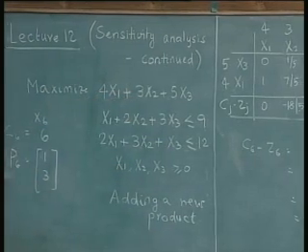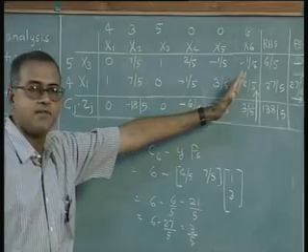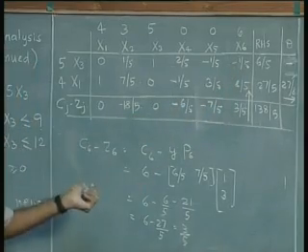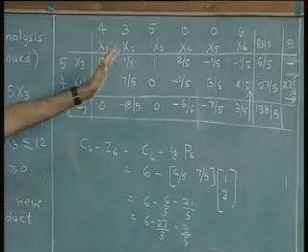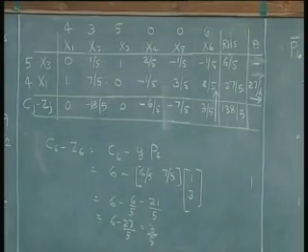If it turned out that C6 minus Z6 were negative, then we will not enter variable x6 and say that it is not advisable to produce the new product, and the present solution would remain optimum. Next thing that we will see is adding a new constraint.